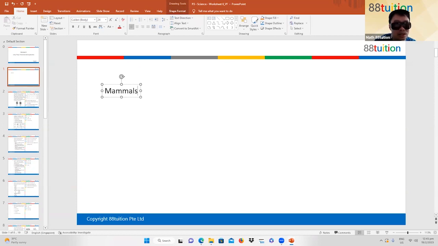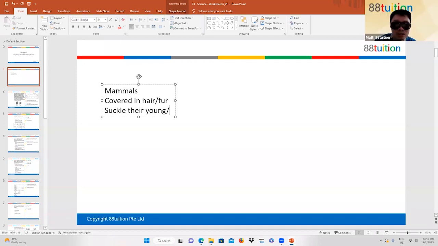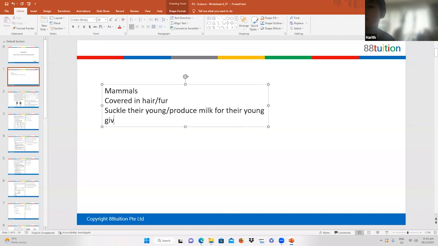Okay, mammals. They're covered in hair or fur, maybe a better word. They can suckle their young, in other words, they produce milk. And they also give birth to live young, okay?